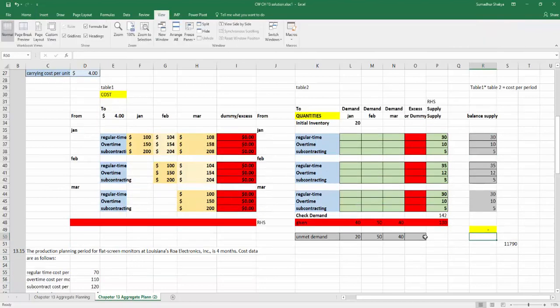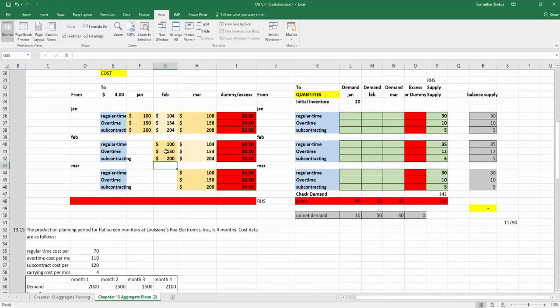Now, one thing I want to highlight is that there is no such thing when we are in February and we have the option to choose regular time, overtime, and subcontracting. There is no such thing as going back into the time in the past and then utilizing it. So to remove confusion, let me put this as well here, like that.